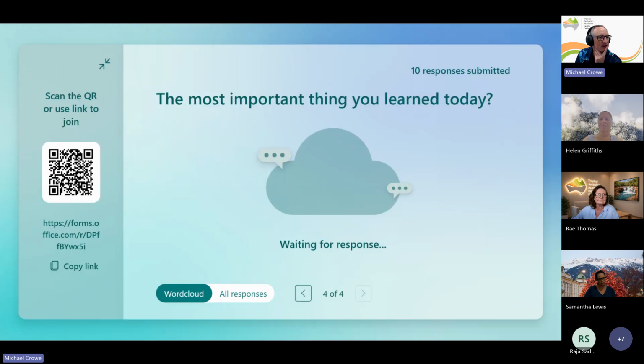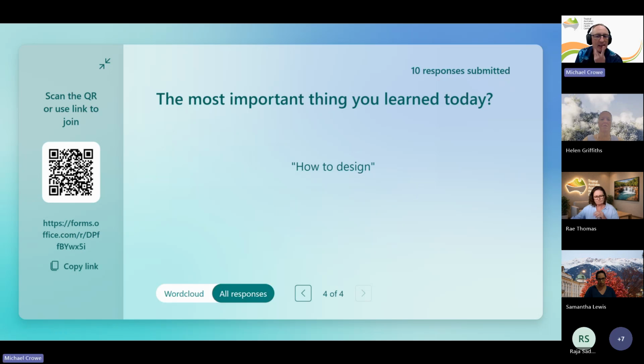And before everyone runs away, what do you think is the most important thing you learned today? How to design, cool. Food for thought, if nothing else.